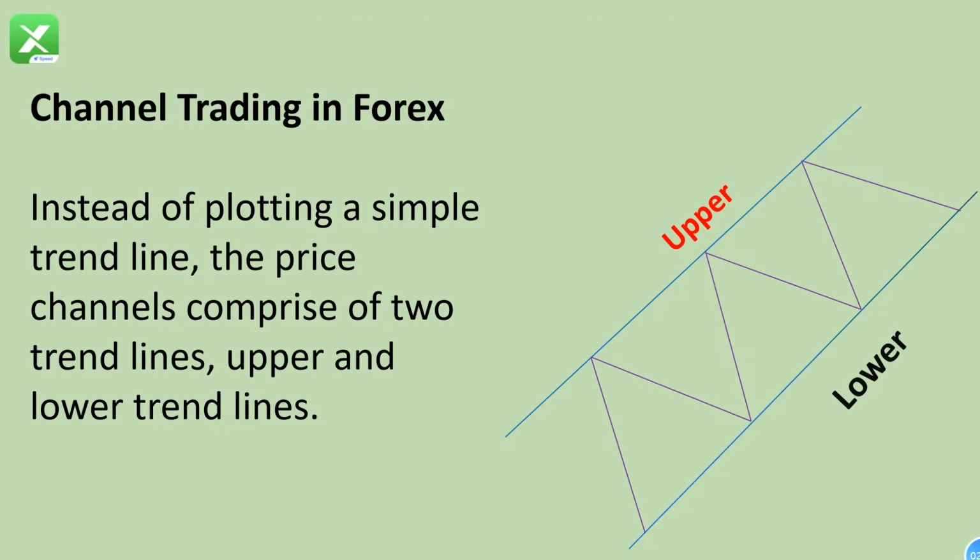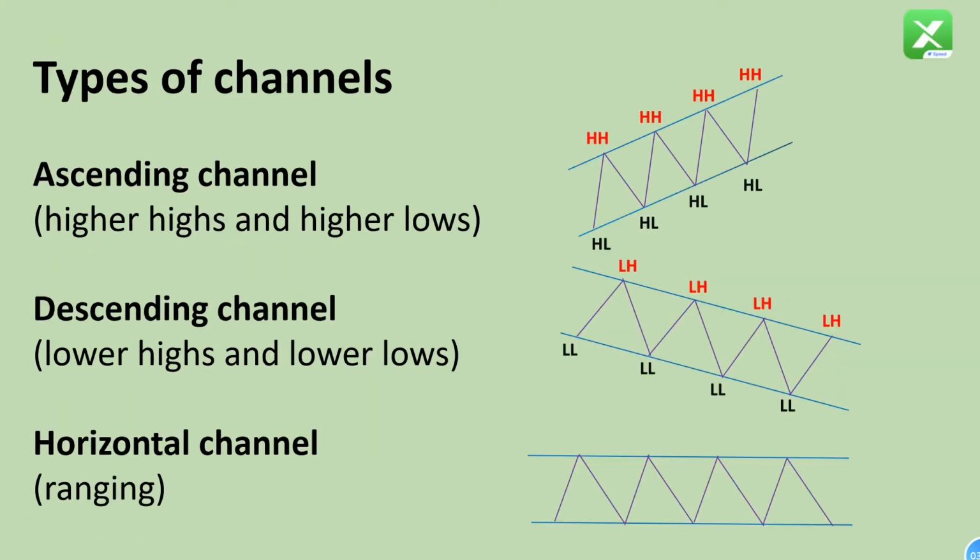Channel trading in Forex. First of all, let's see what a channel line is. Instead of plotting a simple trend line, the price channel comprises two trend lines, upper and lower trend lines, like the example on the right. There are three types of channels.